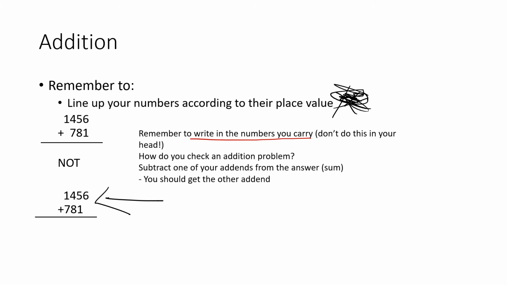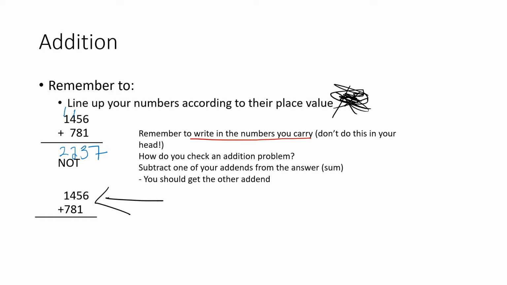So 1,456 plus 781. Start on the right. Always start on the right in your ones column. 6 plus 1 is 7. 8 plus 5 is 13. Write down your 3, carry your 1. And then add that row up. 1 plus 4 is 5. 5 plus 7 is 12. Write down the 2, carry the 1. 1 plus 1 is 2. Done and done. So your answer is 2,237. If you are not certain, you can always plug it into a calculator and double check.